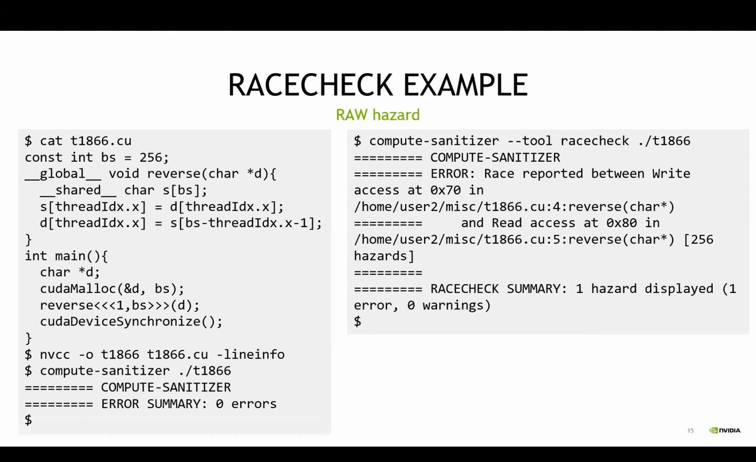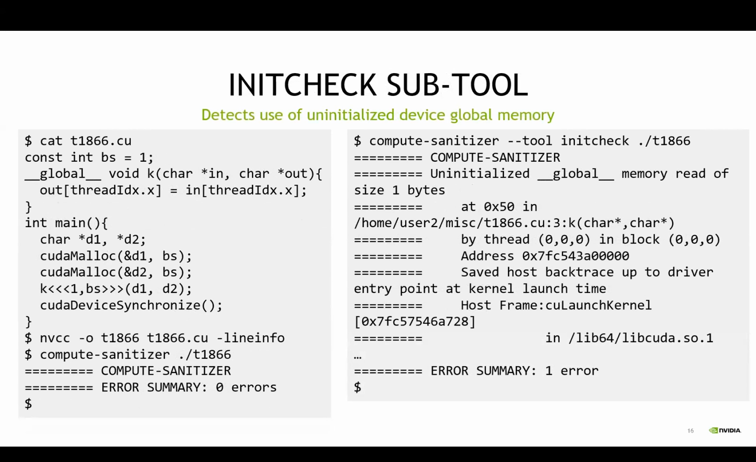Notice that there's no other errors reported. The code didn't do anything illegal. All right. The initcheck tool, as I mentioned, detects the use of uninitialized device global memory. There's really not a lot of complexity with this. It's exactly what it describes, so I don't need a slide to walk through its behavior.